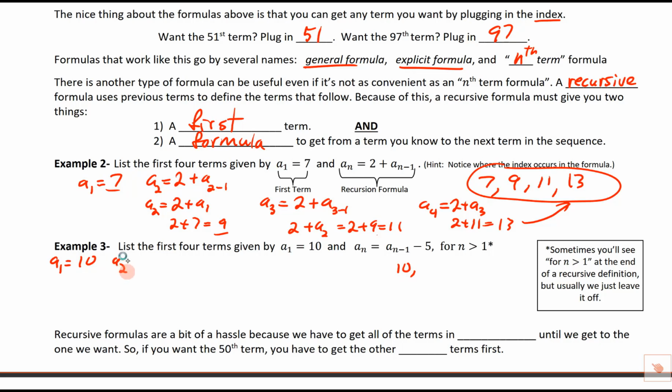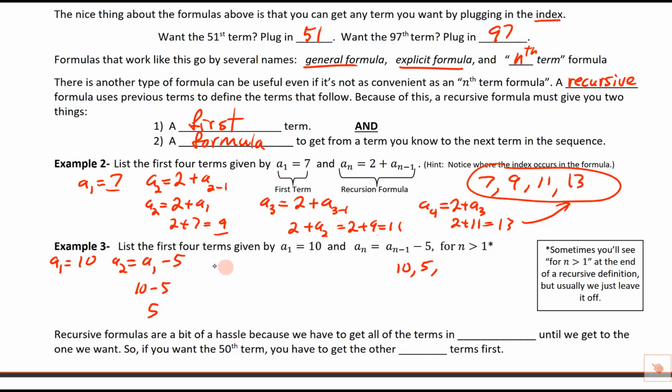And then a sub 2 would be, let's see what we get here. That means if we put a 2 here, we put a 2 there. So if this is the second term, this is the one before it. So that's going to be the first term minus 5. So this is going to be 10 minus 5. So we end up with 5. So I'm going to put a 5 right here.